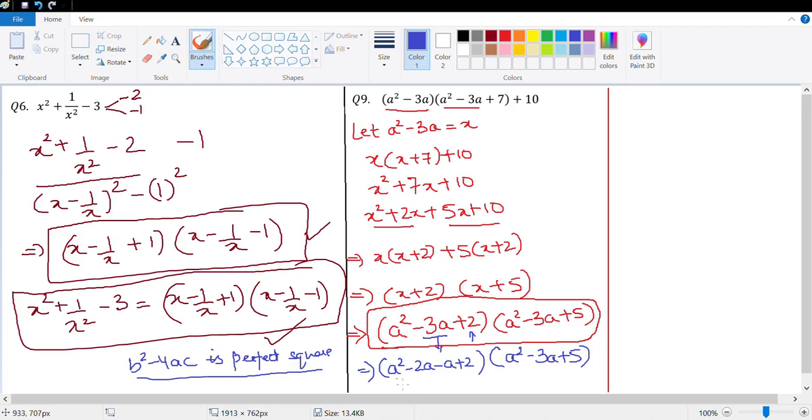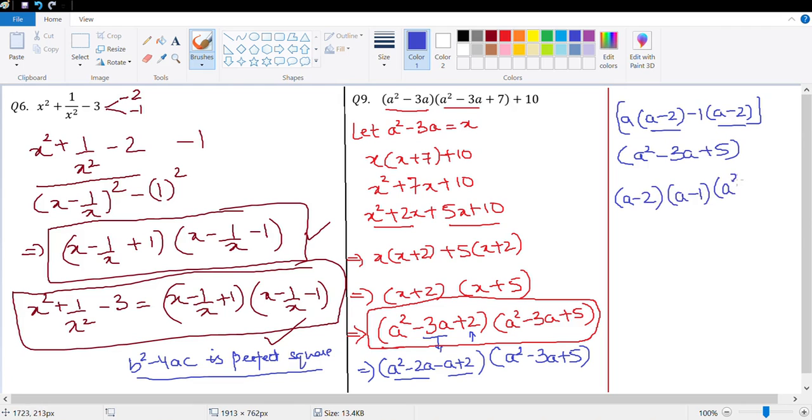So let's factorize this now and group it the way I've underlined. So this is a times a minus 2 minus 1 times a minus 2. So that's our first bracket. And in the second bracket, we have a square minus 3a plus 5. Here, a minus 2 is common. So a minus 2 times a minus 1 multiplied with a square minus 3a plus 5. That's the final answer.